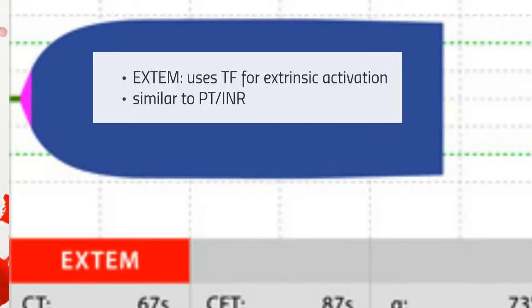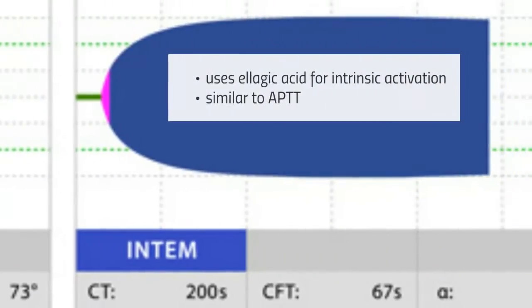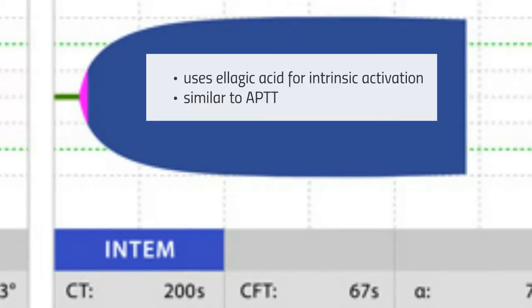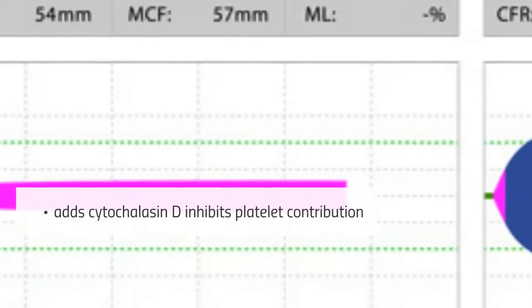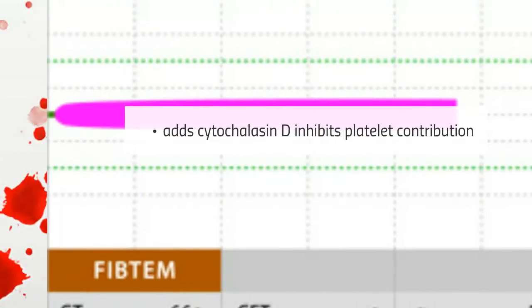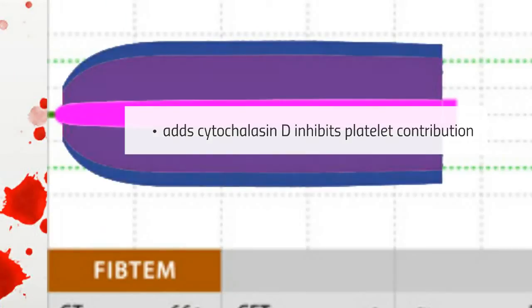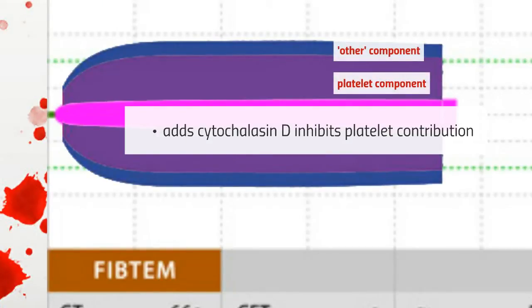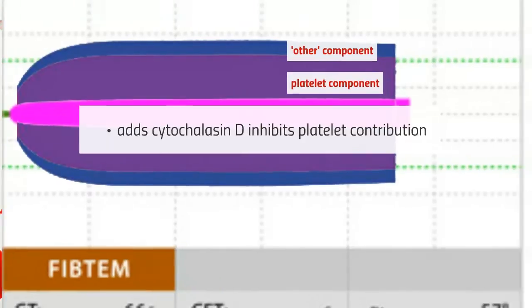The EXTEM you can think of basically as the extrinsic pathway. It uses tissue factor for activation. The INTEM is basically the intrinsic pathway. It uses ellagic acid for activation. The FIBTEM has platelets taken out. So it uses cytochalasin D to kind of remove platelets from the equation. If it didn't, it would look like this. So you might see the platelet component, and you might see another component if they were labeled as such, if you could remove each piece.